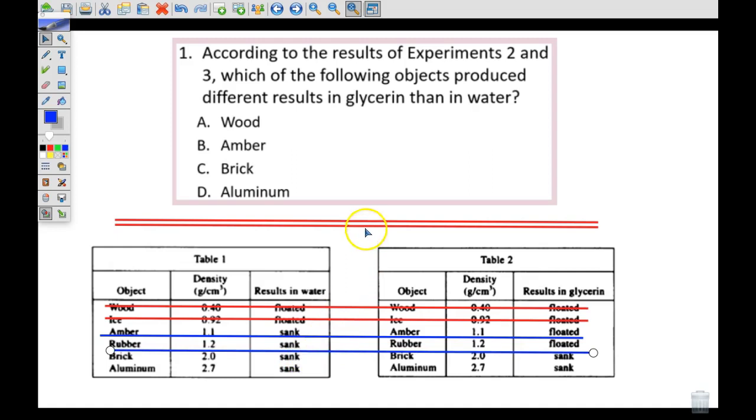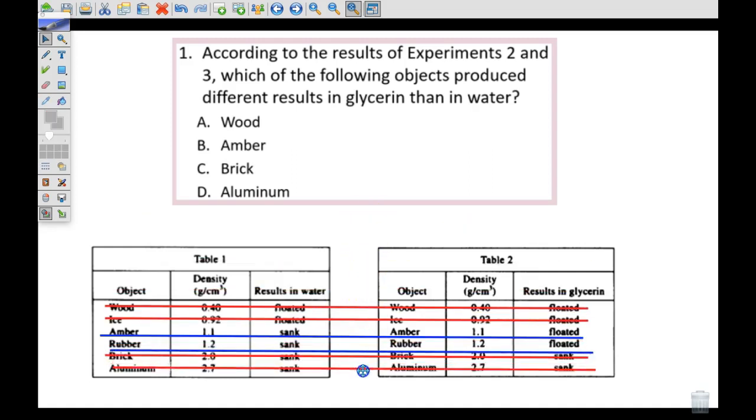And then the last two substances both sank in either water or glycerin. So my two possibilities here are amber and rubber. But according to my 4 options, amber is the only one listed, so B is the correct answer to number 1.